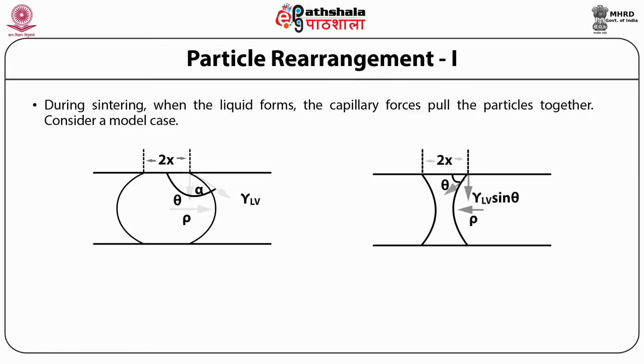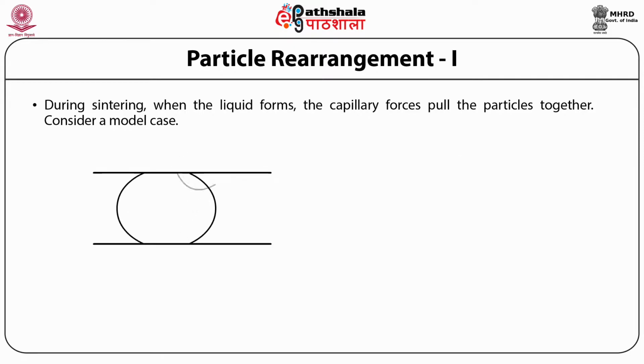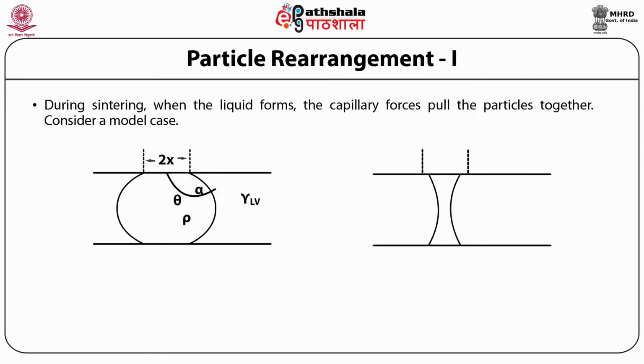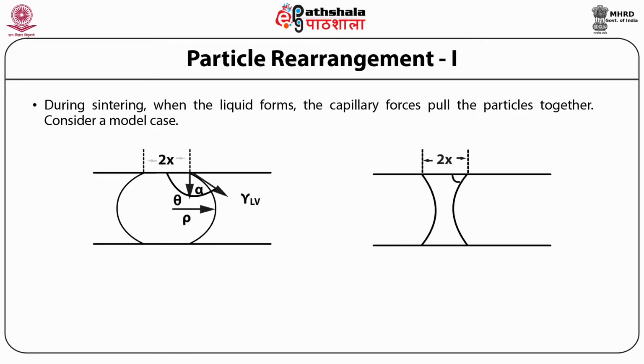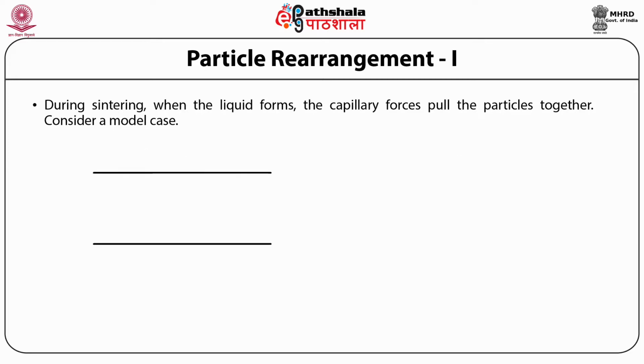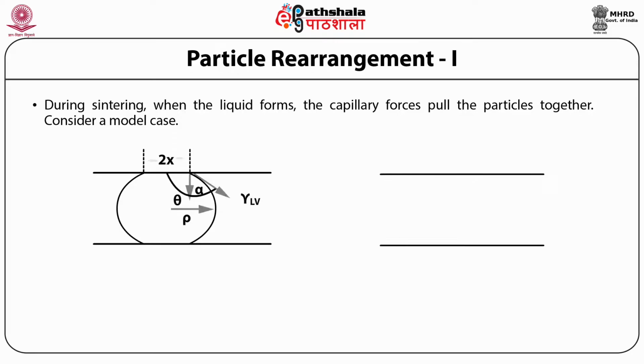The two cases are considered in figure A and B. In one case, that is A, the liquid has a large contact angle with the solid plate, while in the other, the contact angle is small. The contact angle is always measured inside the liquid, and note that the smaller the contact angle, the better is the wetting of the solid by the liquid. The liquid vapor surface energy is denoted by gamma LV. The radius of the circle of contact of the liquid with the plates is x, and rho is the radius of curvature of the liquid drop.